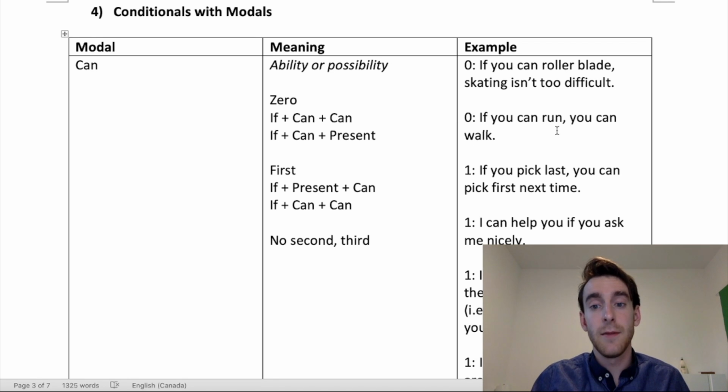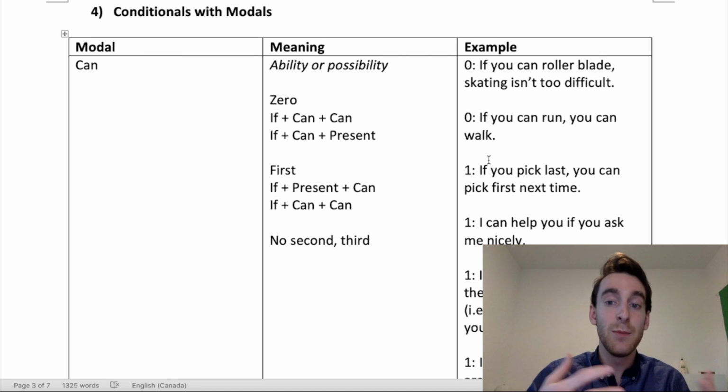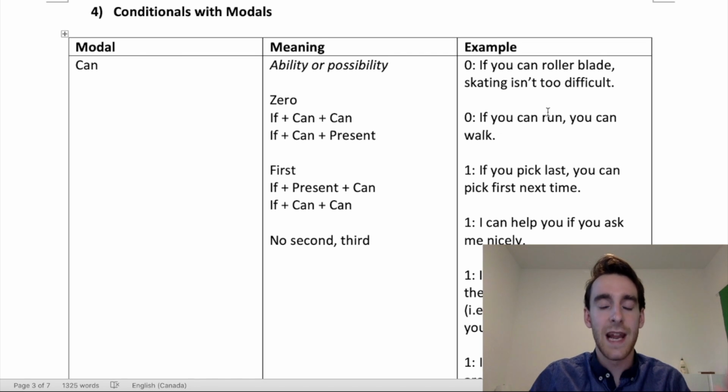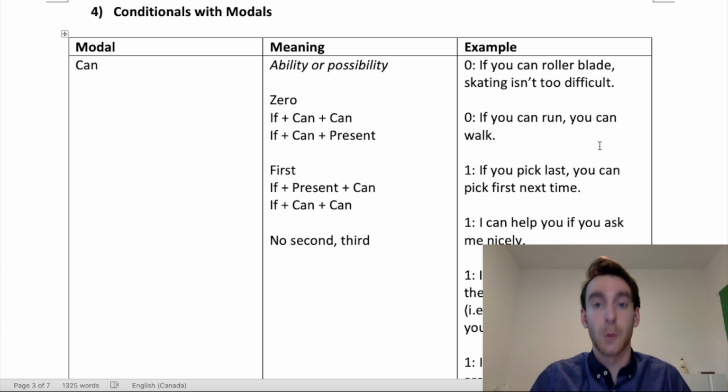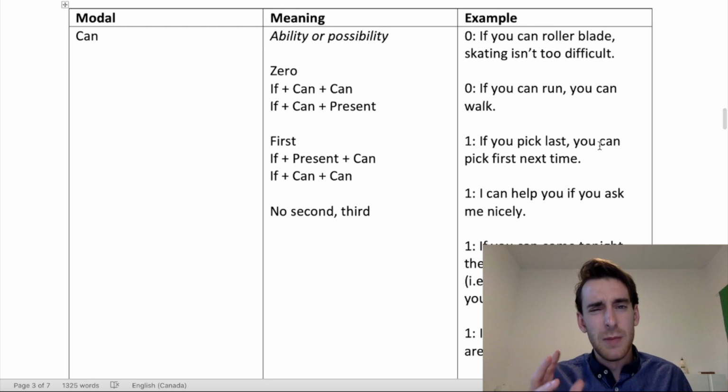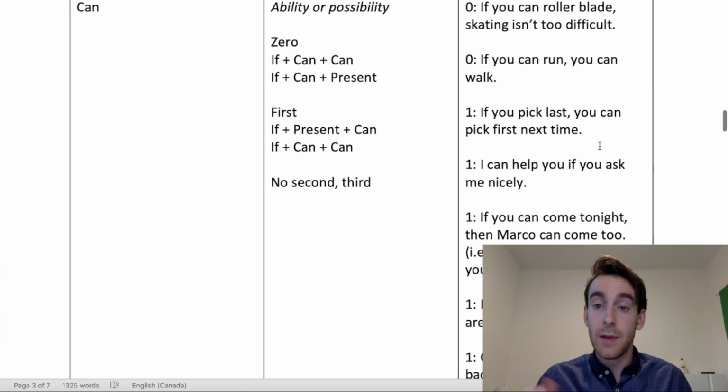Similarly, if you can run, you can walk, right? Because another way to say that is if you're able to run, you are able to walk, right? If you can run, you can walk. It would be strange otherwise. But maybe there are some people that can run and they're not too good at walking. Who knows? I will move on because that's a stupid point.